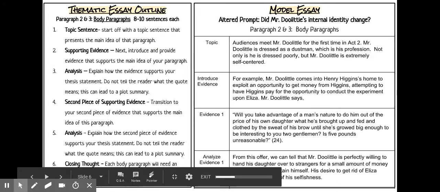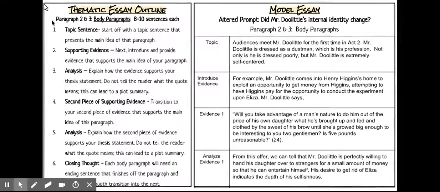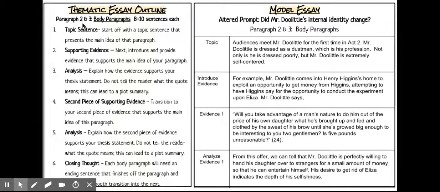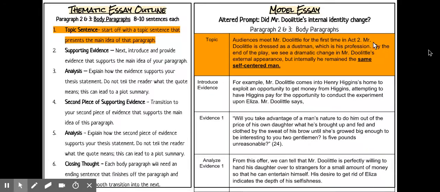On the left-hand side of the screen, you'll see the notes that we took in class, and this follows the React format, but these are all the different steps that you're going to need to do in order to complete your body paragraphs. On the right side here, you will see the body paragraph graphic organizer that you're filling out and completing for homework. So let's start with the first part here.